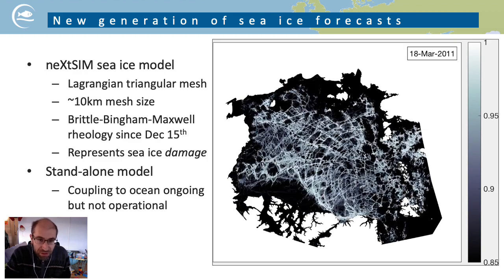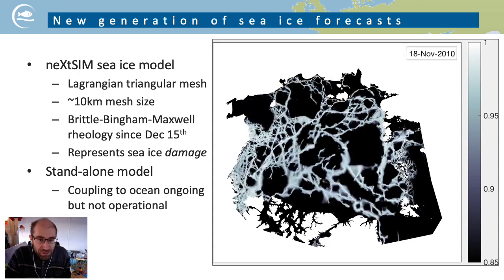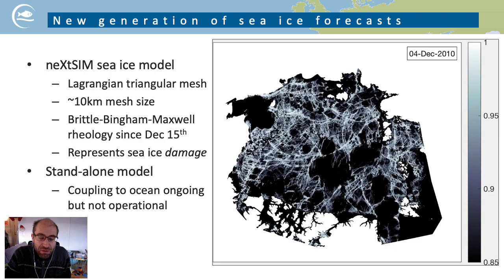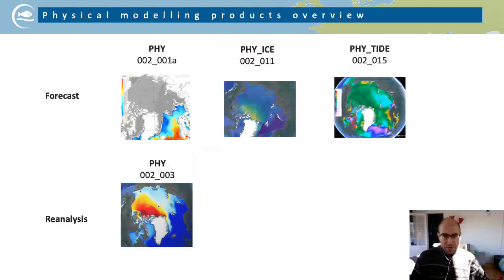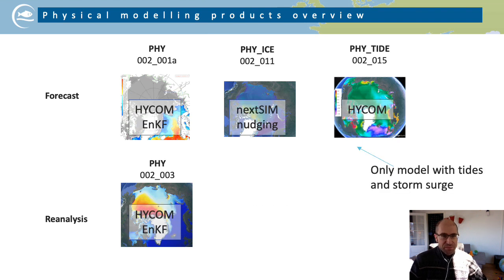So this model is too new to be used coupled with the Topaz system, but it is used as a standalone model using winds and ocean forecast from below. So we propose 3 forecast products and 1 reanalysis. The coupled ice-ocean system has both forecast and reanalysis, while there are 2 additional forecasts for the sea ice and the ocean surface, but without reanalysis.